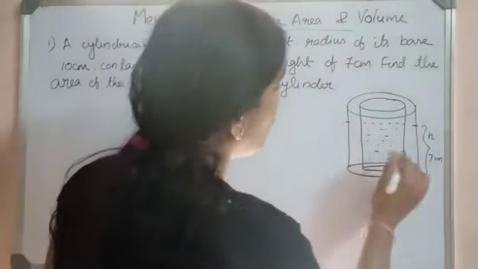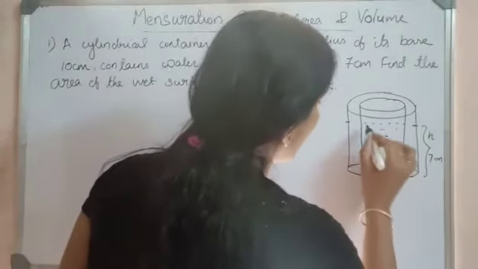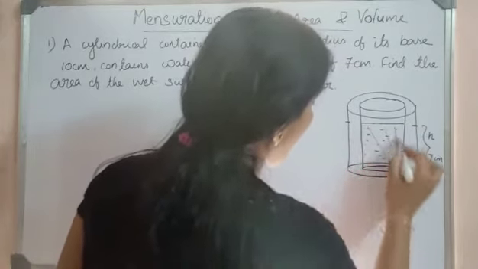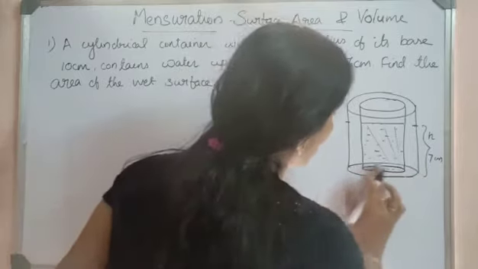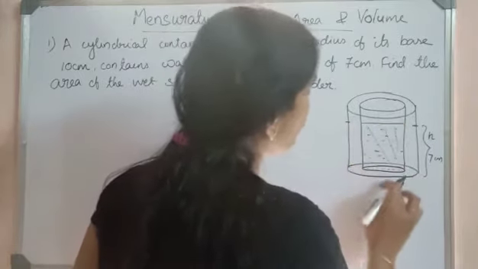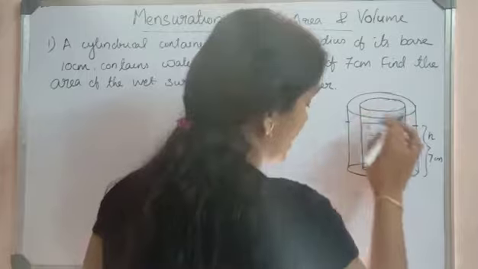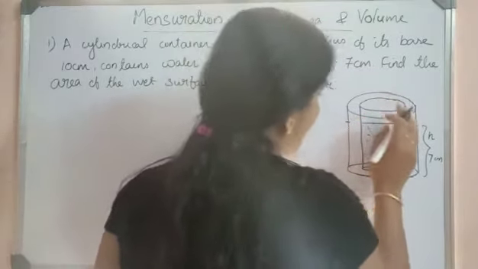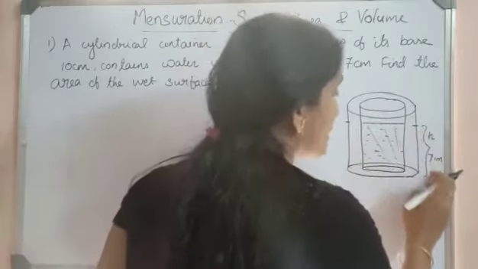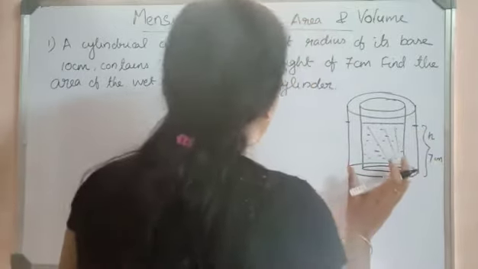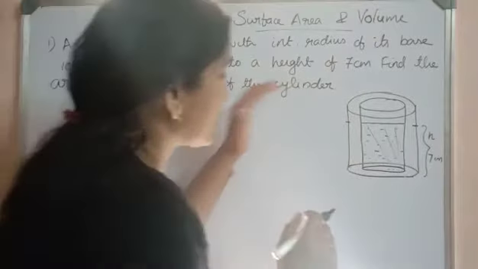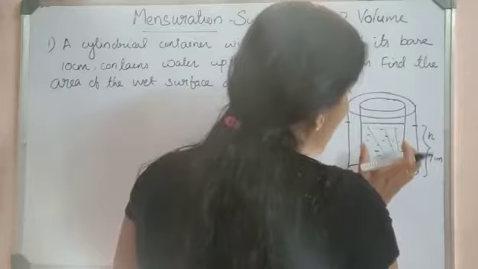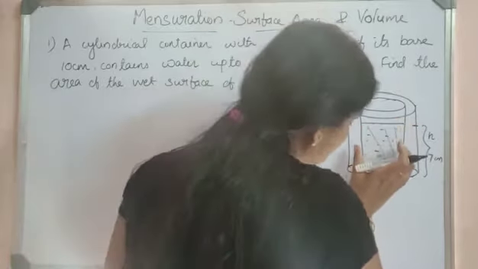When we find the area of the wet surface, we have to find the area of this portion up to where the water is present and area of the base as well. Here, this has two faces. One is upper face as well as the lower face. The upper face is not wet since the height of the water level is only 7 centimeters. So when we are finding the area of the wet surface, we have to find the curved surface area of this cylinder. Here it is a hollow cylinder.